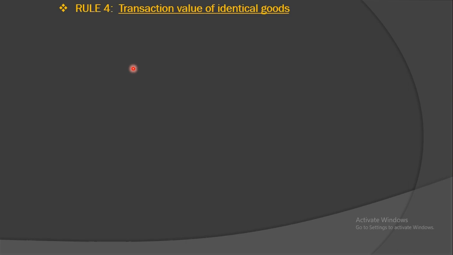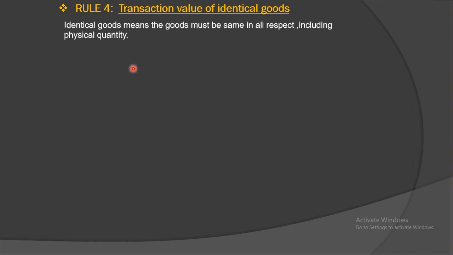Like rule 4 is transaction value of identical goods. Now what are identical goods? First question is, identical goods means the goods must be the same in all respects, including physical quantity.